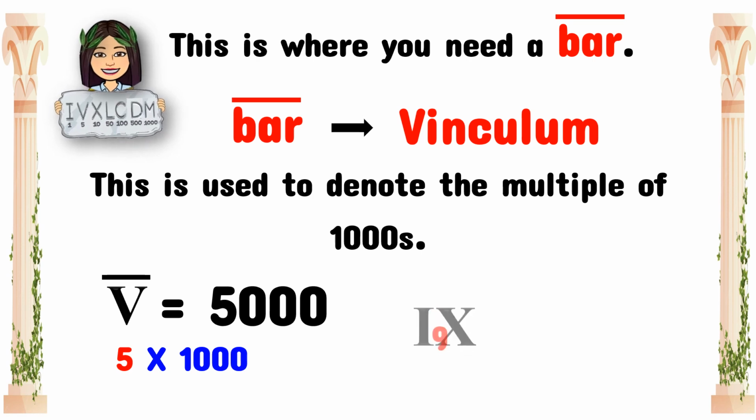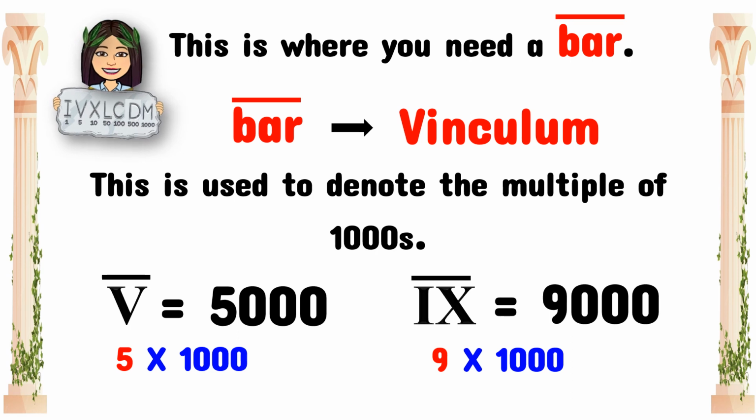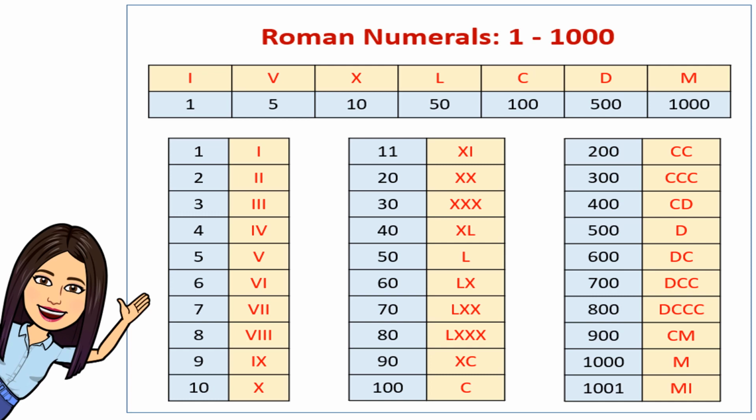Another example, IX, which is 9. And when you put a bar or a vinculum, again, multiply by 1,000. So 9 times 1,000 is equal to 9,000. And the value of IX with a vinculum is 9,000. Once again, we use a bar or a vinculum for multiples of thousands. Once again, these are the Roman numerals from 1 to 1,000.